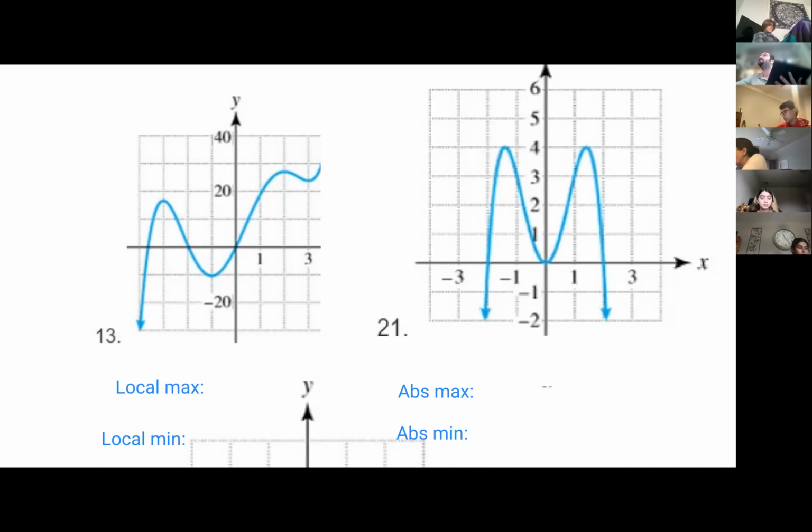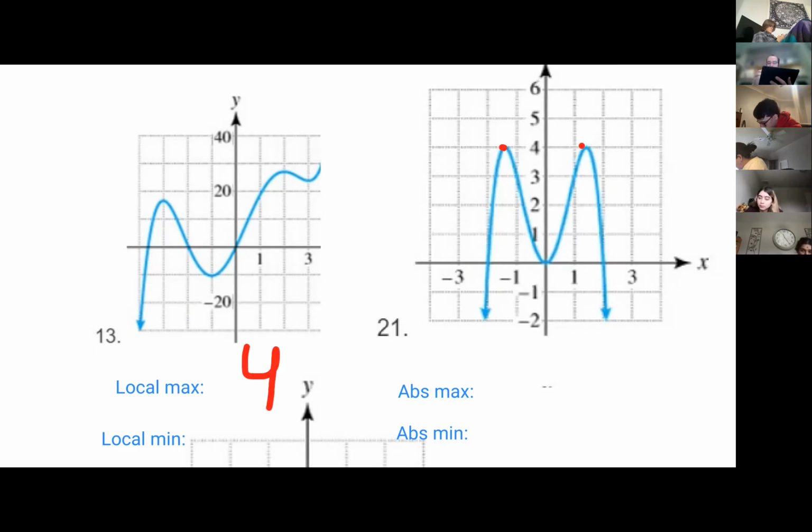Next, Kathleen. I was kind of confused on these as well, but I think I did 21 right. For the local max, I put 4. So how many local maxes do you see here? There's 2 points, and they are both the value of 4. That's it. Okay. And what about the local min?